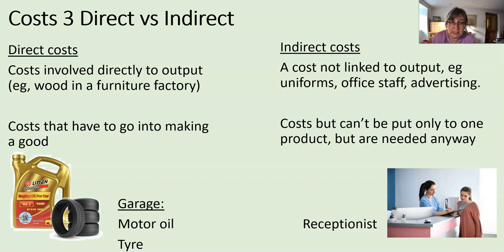Two good examples here in the garage. For a garage, motor oil and tyres would be bought and attributed to one specific job, so they are direct. Whereas the receptionist needs to be there all the time, but is not chargeable to a specific job that the garage has in that day. Advertising is another very good example.